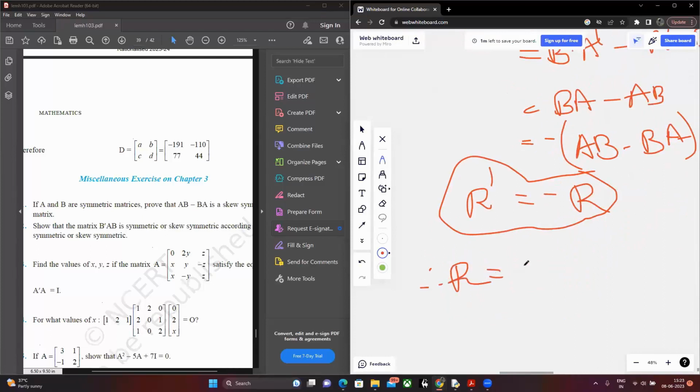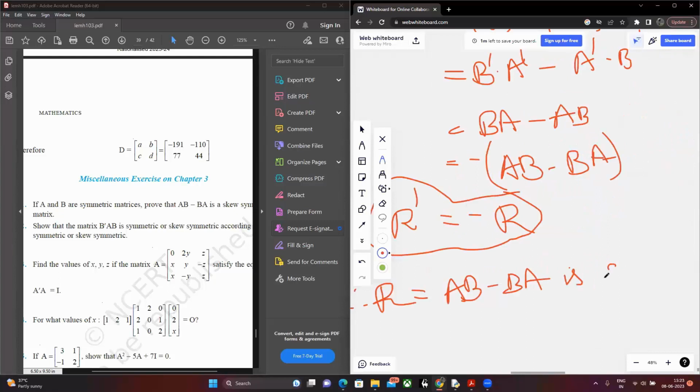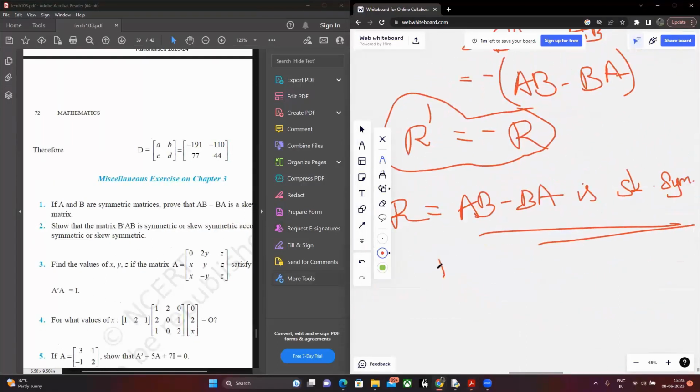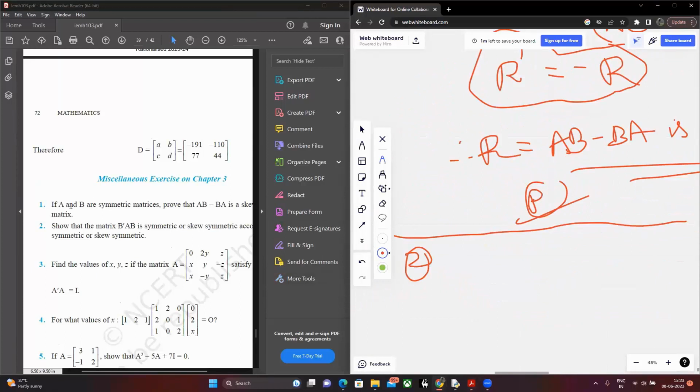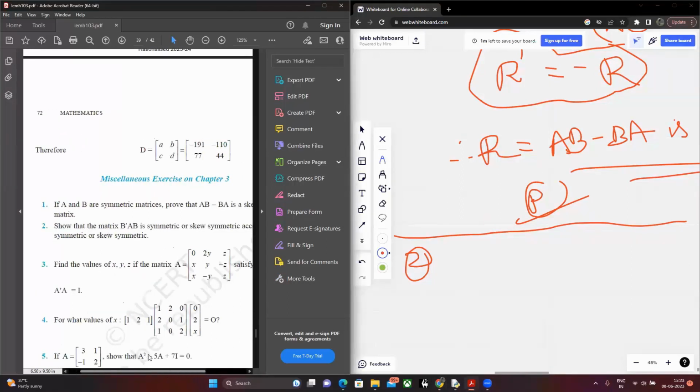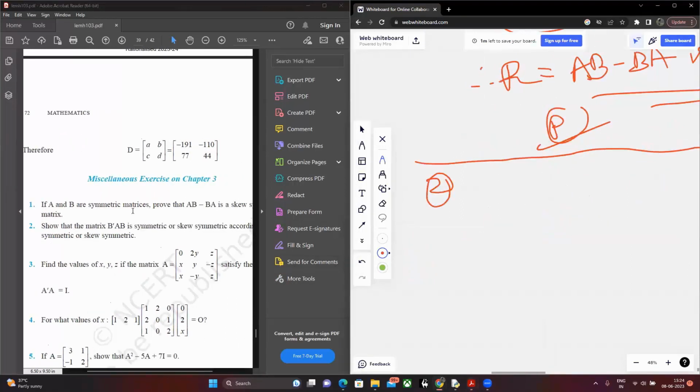Therefore, R equals AB minus BA, which is symmetric. Show that the matrix B dash AB is symmetric or skew symmetric accordingly as A is symmetric or skew symmetric. This is a really good question, and this property is also usable elsewhere. Remember that. So I'll divide into two cases.